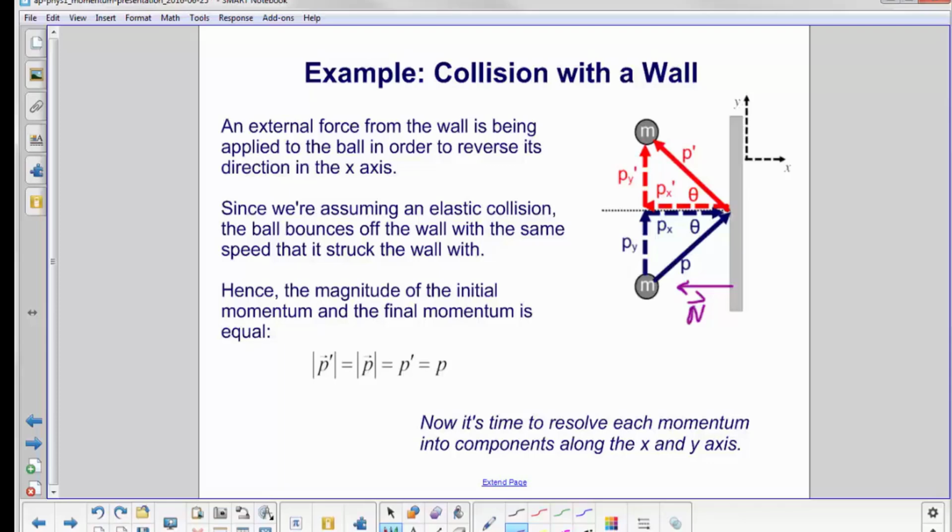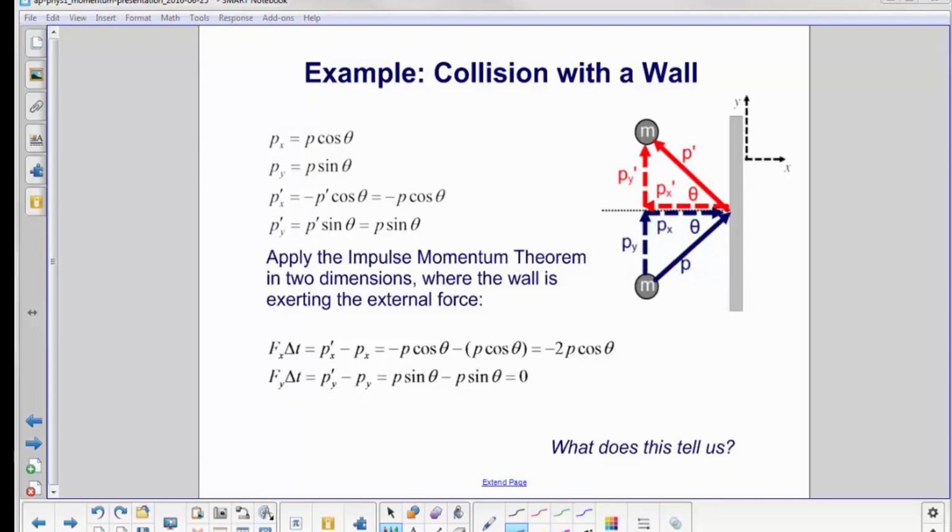So if the mass is the same and the speed is the same, the magnitude of the initial momentum and the final momentum has to be equal. So here's the final momentum, it equals the initial momentum, so we'll get rid of the magnitude and vector signs and just say that P prime, the magnitude there, is equal to P.